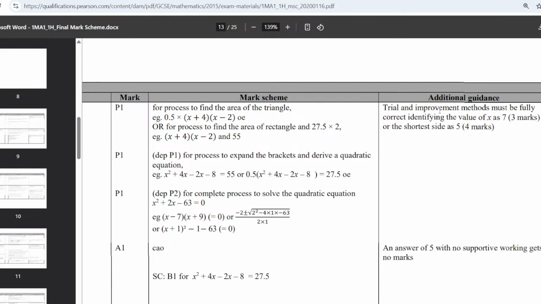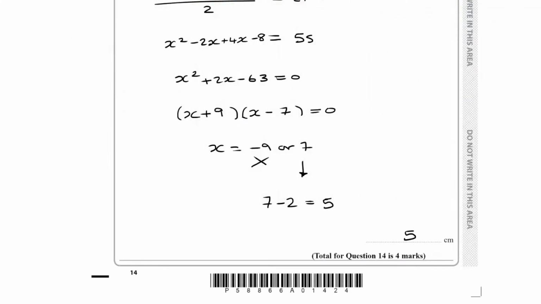trial and error, trial and improve, they've called it trial and improvement. That means trial and error, right? Methods must be fully correct, identifying the value of x as 7, which will give you the 3 marks, and then the shortest side would then give you the full 4 marks. So you can use it. In my personal opinion, I wouldn't recommend it, but technically you can use it. They haven't said algebraically work it out, so I guess you can. I just feel like trial and error might take you too long, possibly.